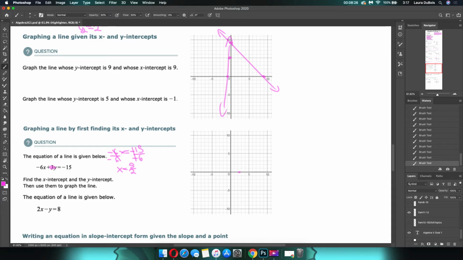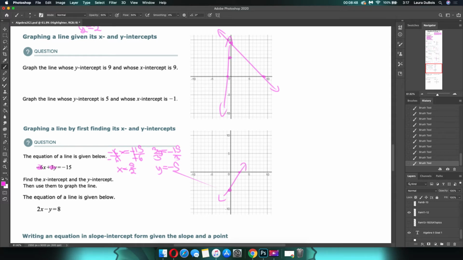Beep. There we go. Next up, now we want to cover up the other one. So 3y equals negative 15, divide by 3, divide by 3, y equals negative 5. Now we just got to wait for the computer to catch up to everything I just wrote. And then there is our y-intercept, and there is our line, okay?